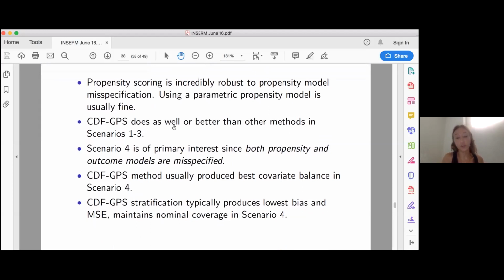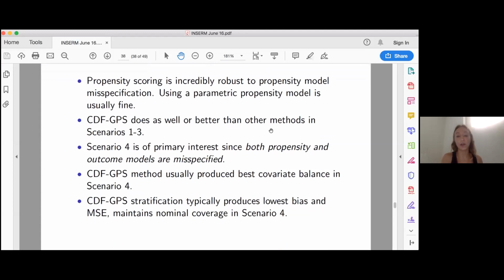The CDF GPS approach that produces the scalar seems to do as well or better than other methods in scenarios 1 through 3. And in scenario 4, where both propensity and outcome model are misspecified, it does seem to produce, 1, pretty good covariate balance, and 2, less biased ATEs. Okay.